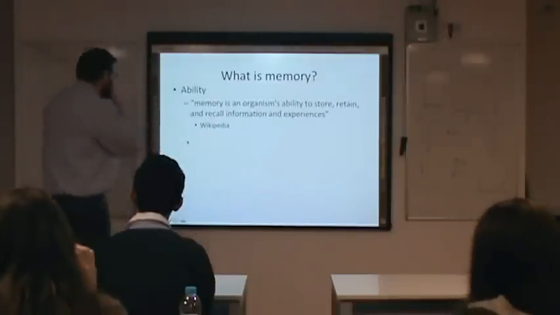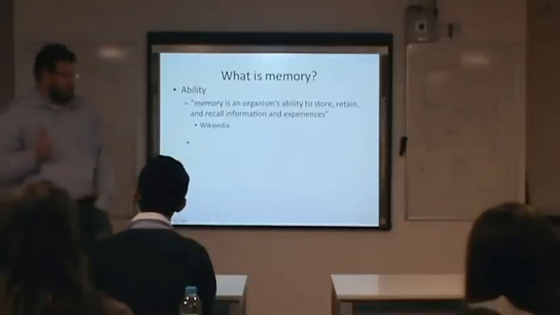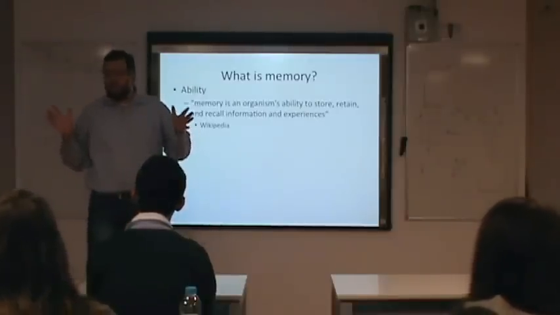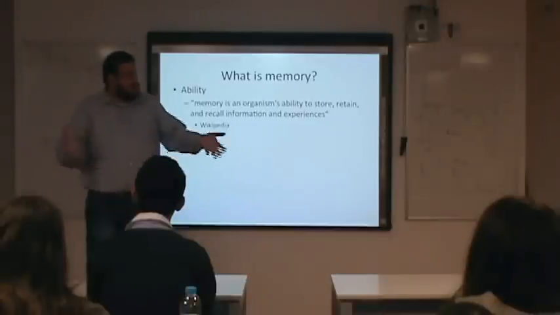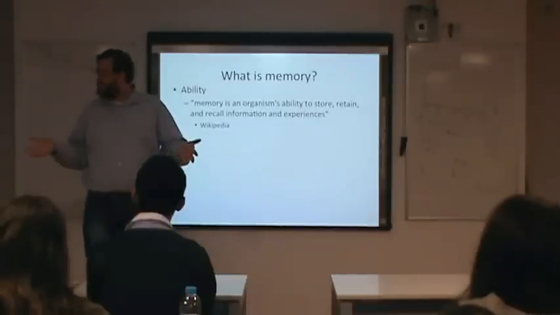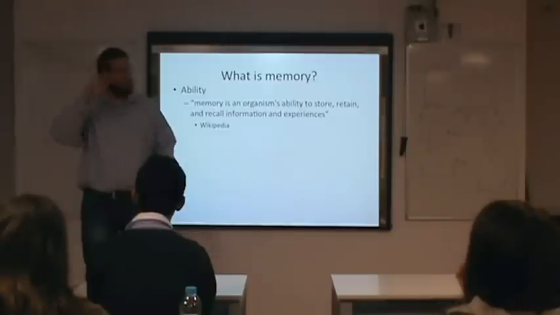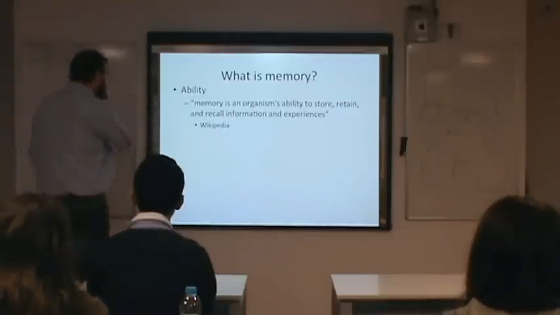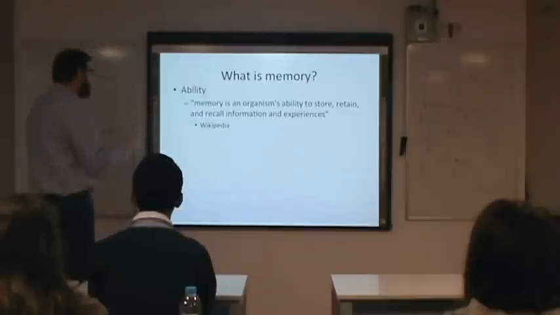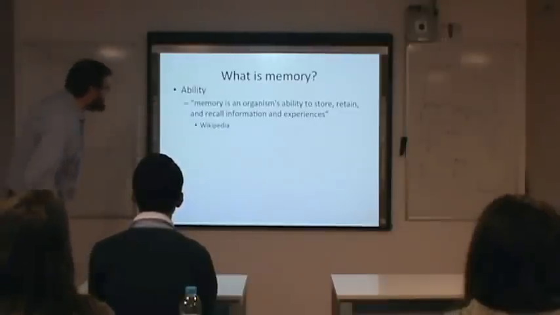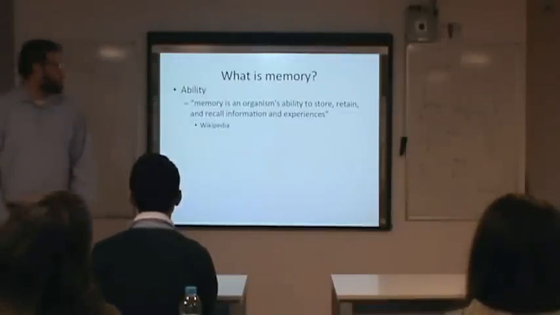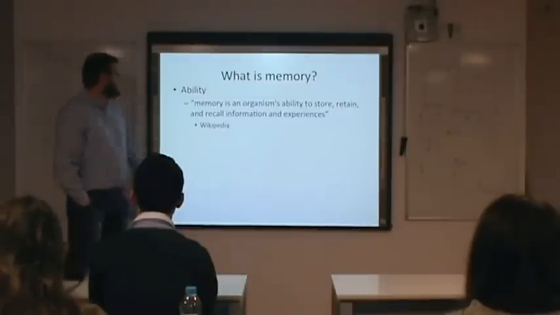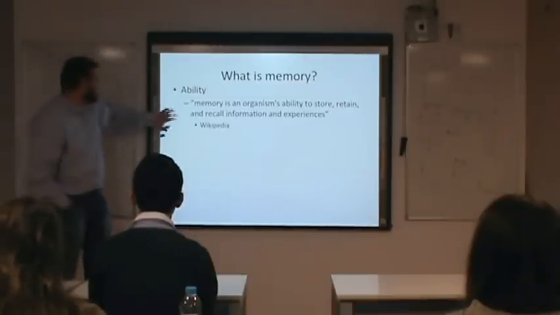Good. So if we look at Wikipedia, I like to use Wikipedia. It's a good source. It's not a great source if you want to do hardcore research, but it's a good place to start. And this is an intro class. So Wikipedia sort of gives introductions to different topics, so we're going to use it a lot. Anyway, it says that memory is some type of an ability. It's an organism's ability to store, retain, and recall information and experiences. So in one sense, we have memory as an ability.